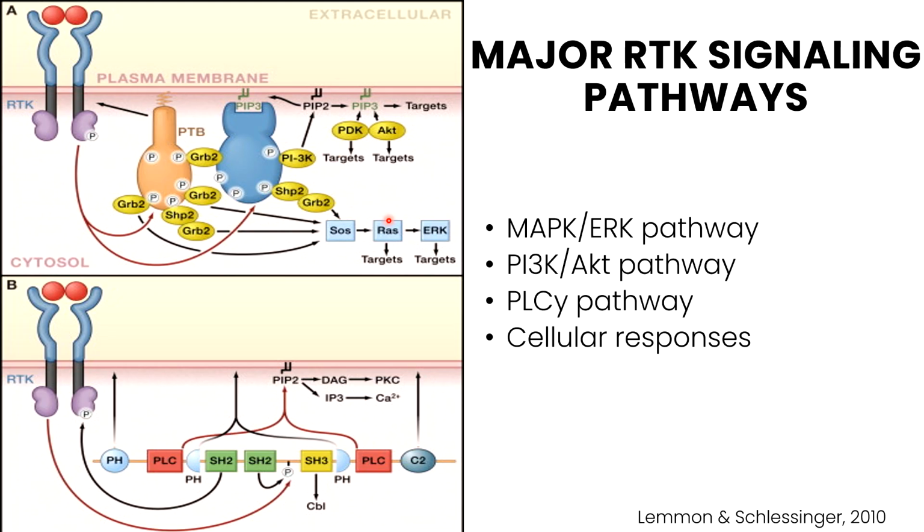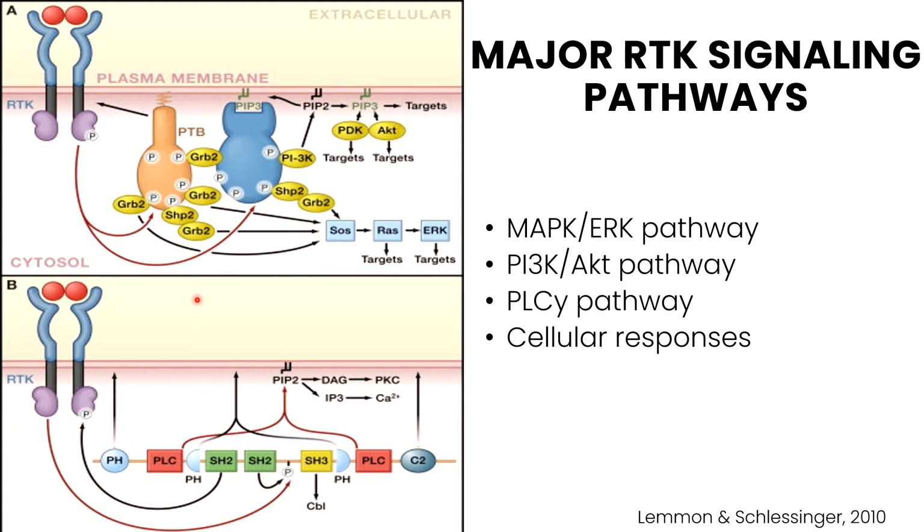The second major pathway is the PI3K pathway. Activation of PI3K leads to the production of PIP3, recruiting proteins like PDK and AKT to the plasma membrane. Once activated, AKT promotes cell survival, stimulates cellular growth, and regulates metabolism by preventing apoptosis and supporting protein synthesis.